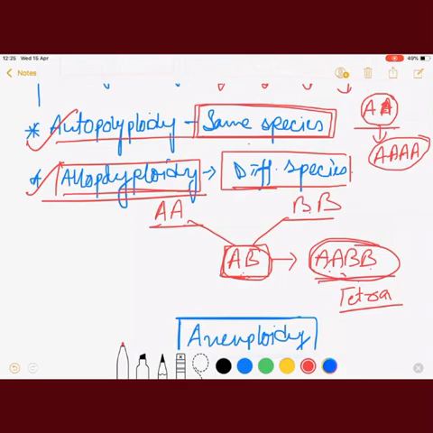So this can be done. There is a chemical called colchicine, and this chemical is highly useful in inducing polyploidy in plants. So in this case we use colchicine. This is also a mutagen.